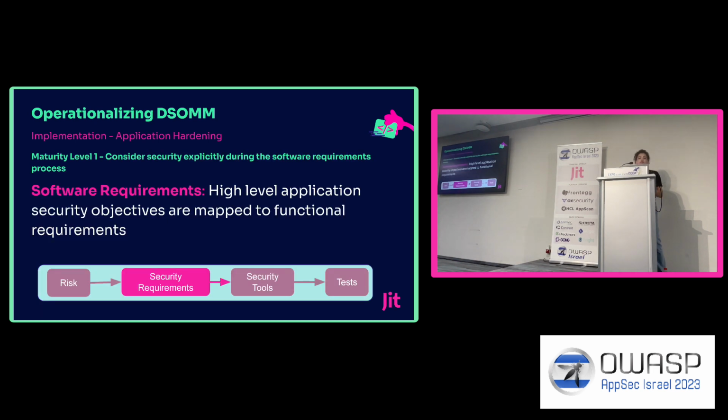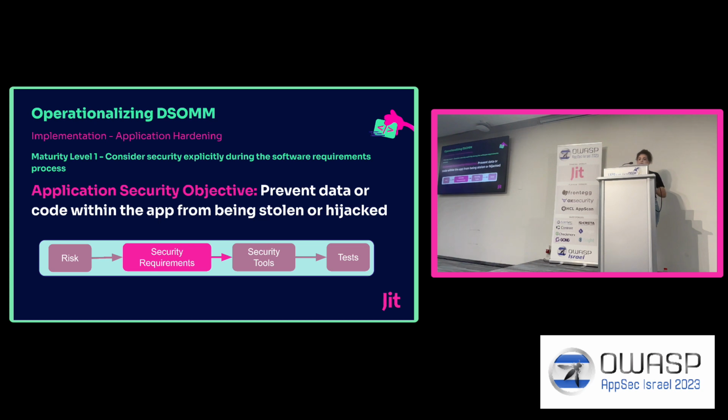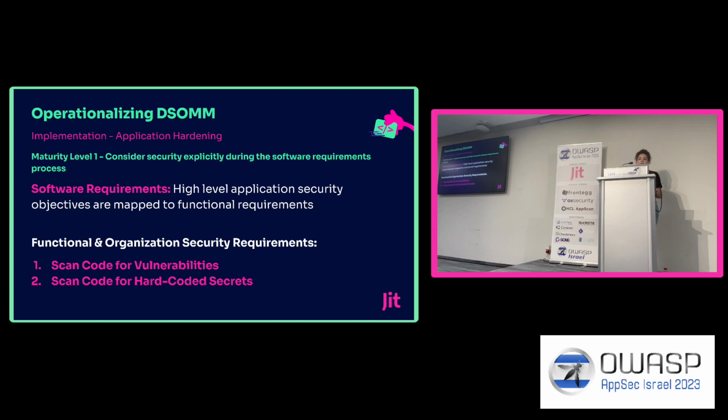So, looking at maturity level 1, we're going to start with software requirements. High-level application security objectives are mapped to functional requirements. Basically, the objectives are that we want to prevent stealing of any data or code from within our application. This is the risk. Now, the action items here are that we want to scan code for vulnerabilities, and we want to scan code for hard-coded secrets.